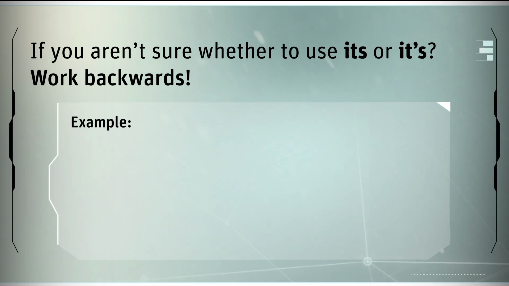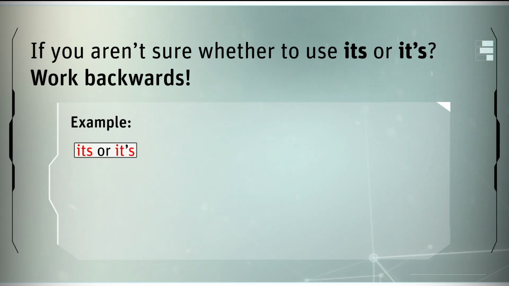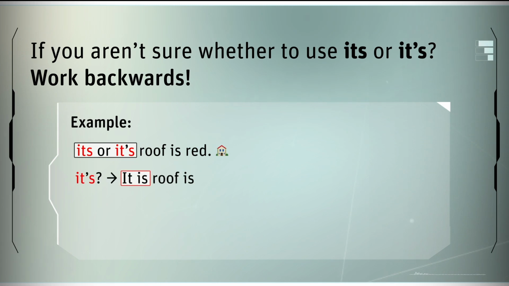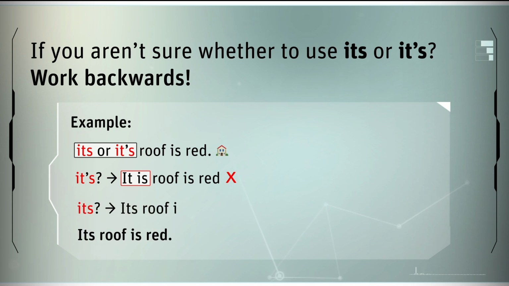For example, its or it's. Expand it's, which has an apostrophe, and insert it in the sentence. This would read, it is roof is red. That doesn't sound correct. Its roof is red without an apostrophe. That sounds correct.